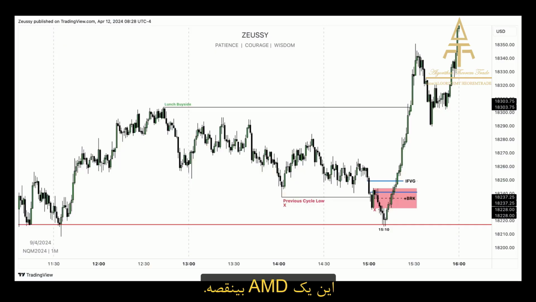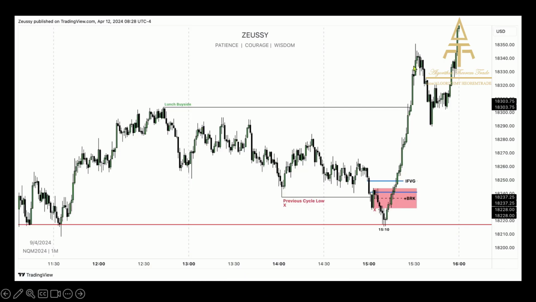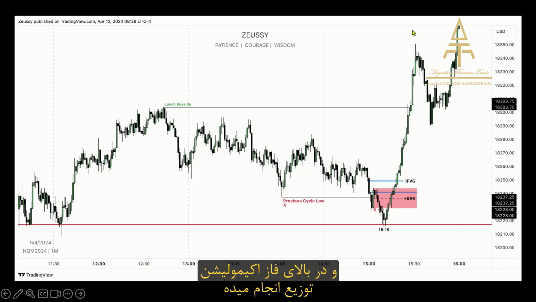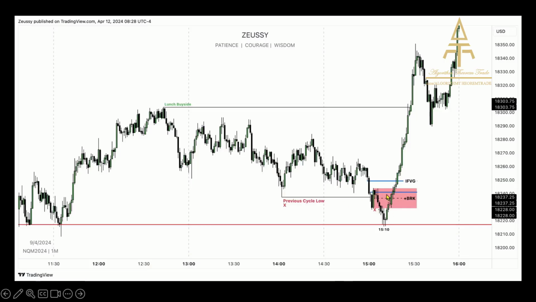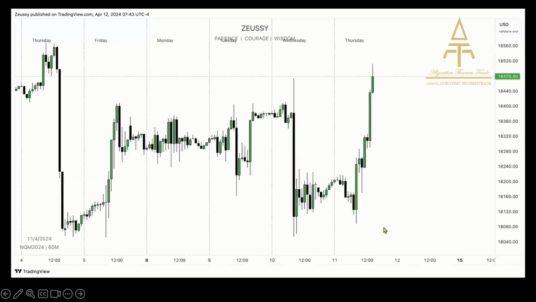That showcases to us perfect AMD, where we see the market go sideways, an accumulation that isn't perfectly sideways, but instead it's lower right here, manipulation below the previous cycle low, distribution above that old accumulation phase. Beautiful market maker buy model went wrong inside of this push breaker. SMT was present right here on the lows with the Dow index.